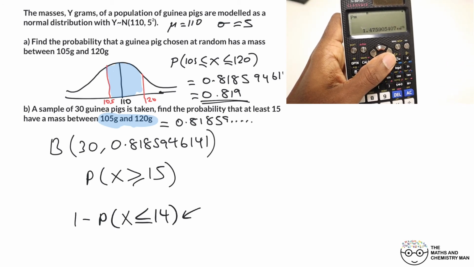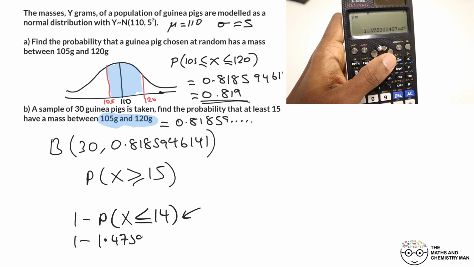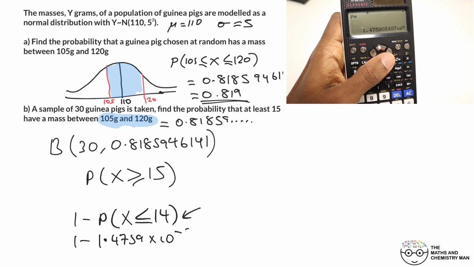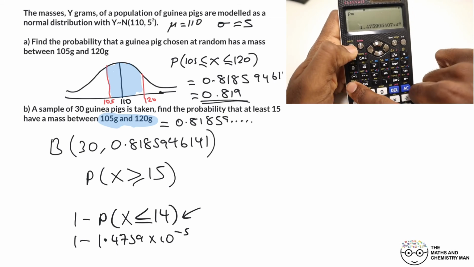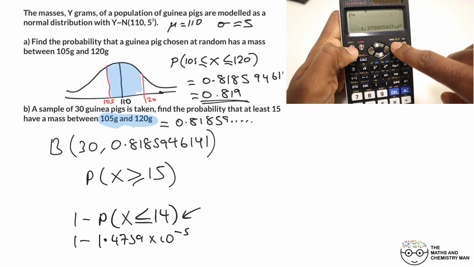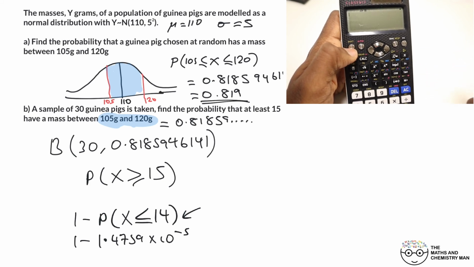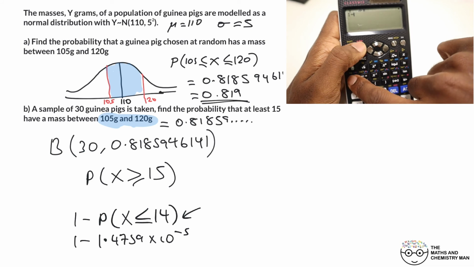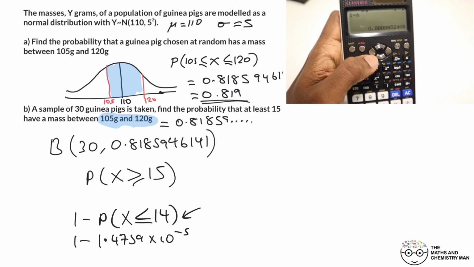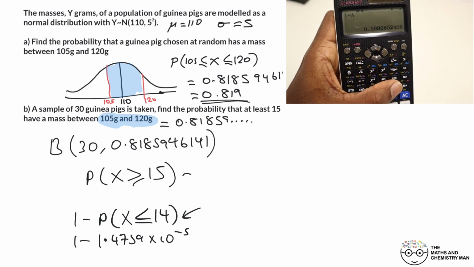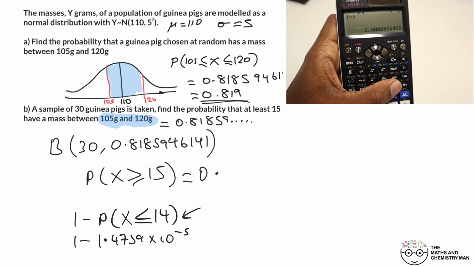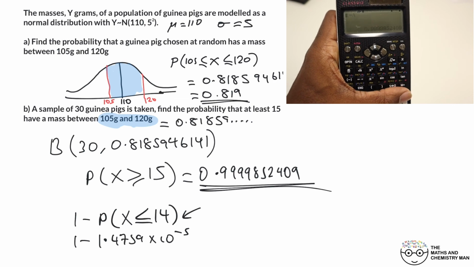And there's our probability. So we're going to need to do 1 minus 1.4759 times 10 to the minus 5. Goodness me. Okay, let's store that. I'm going to store that as A. And then we're doing 1 minus that, so 1 subtract whatever A was. And there, we've got it. That's going to be 0.9999852. Oh my goodness, an awful lot of 9s there. There we go. And that's it, there is our final answer.